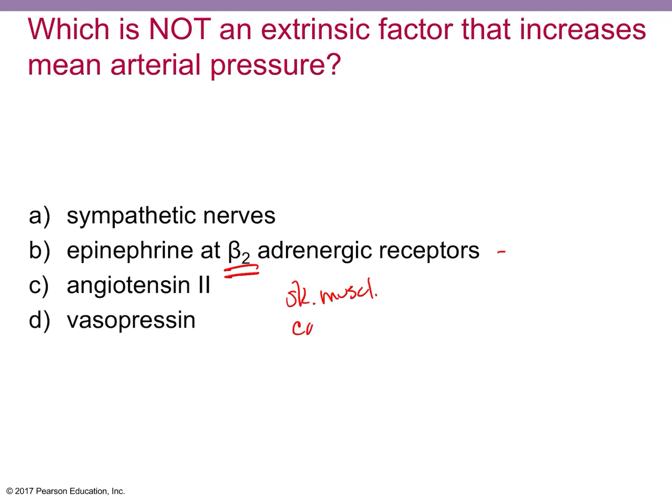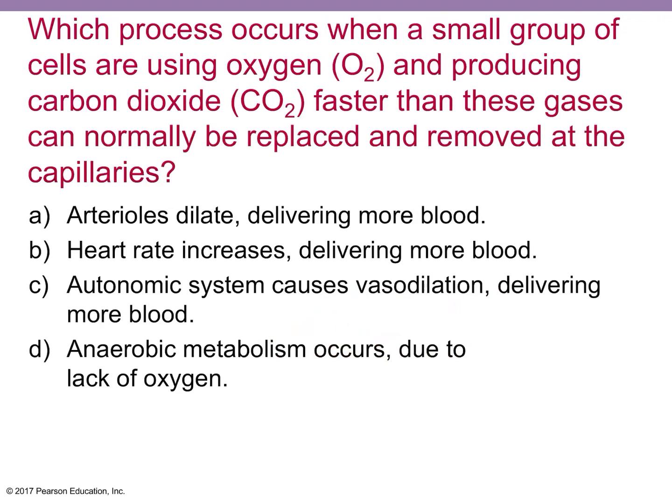Beta adrenergic receptors are found in the skeletal muscle. They are found in the heart, and they are found in the bronchioles. Okay, so you want dilation in these organs because you want more blood, more oxygen to go to these vessels. So if this choice was alpha, then it would have been fine, but beta is opposite.